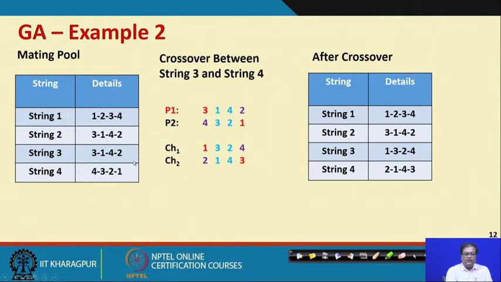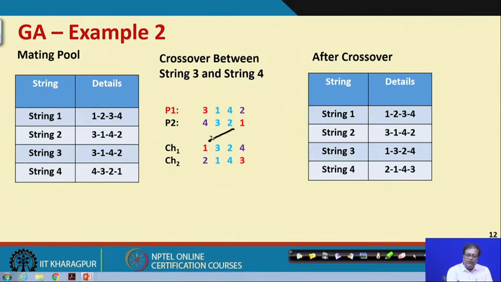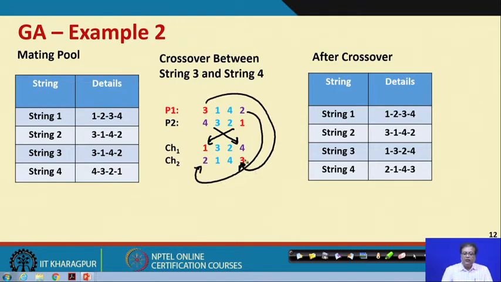3 is 3 1 4 2 and 4 is 4 3 2 1. So, after crossover what will they become? See, this 4 3 2 1 becomes 1 3 2 4. Can you see that? This 1 has come here, 4 has gone there, and this 2 has come here and this 3 has gone there. All right. So, that is how the parents and the children are obtained.